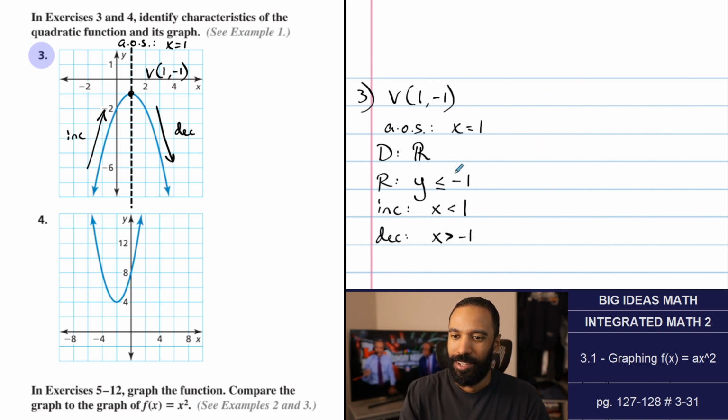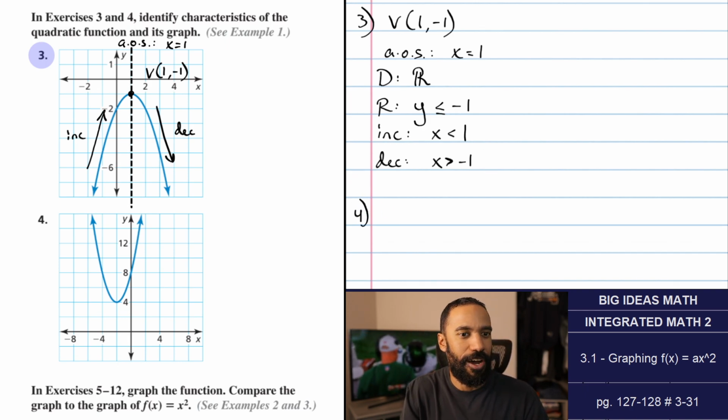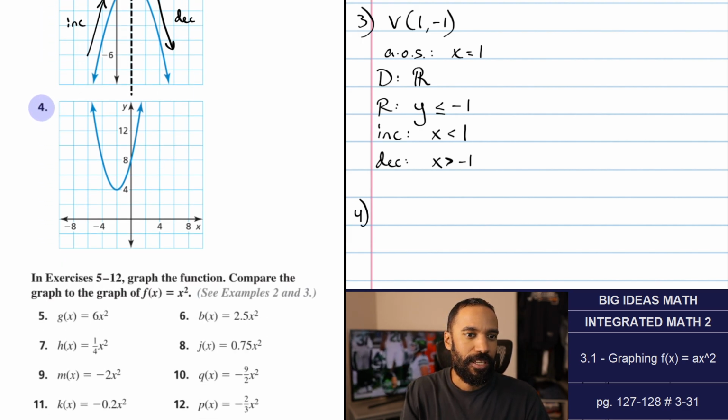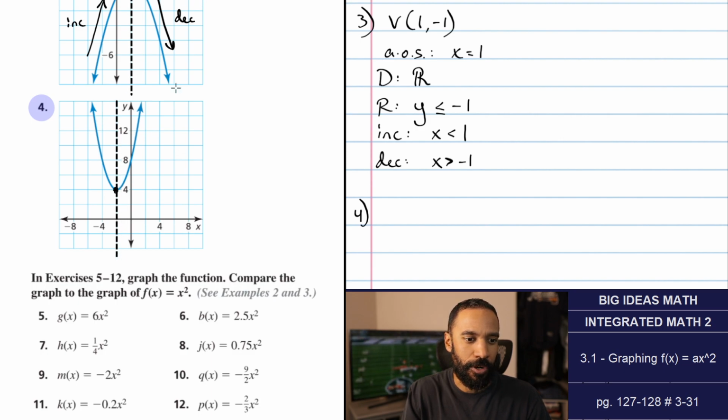Number 4. Now this time I will write it all here, although I will do the drawings on this here. So number 4. Let's locate its new vertex right there. I'm going to draw its axis of symmetry, and I'll draw arrows for increase and decrease. Outside of that, I'm going to go ahead and write them on this other page. So decrease here and increase there.